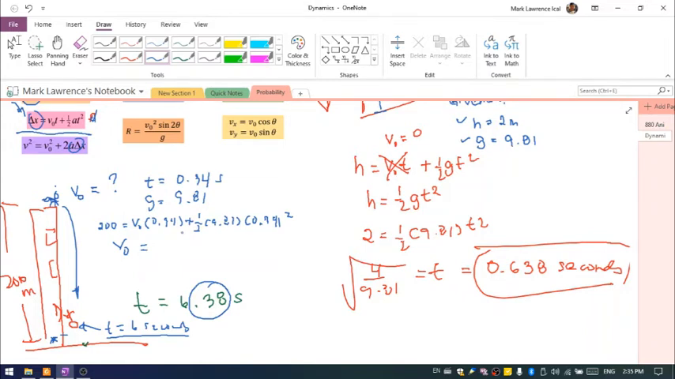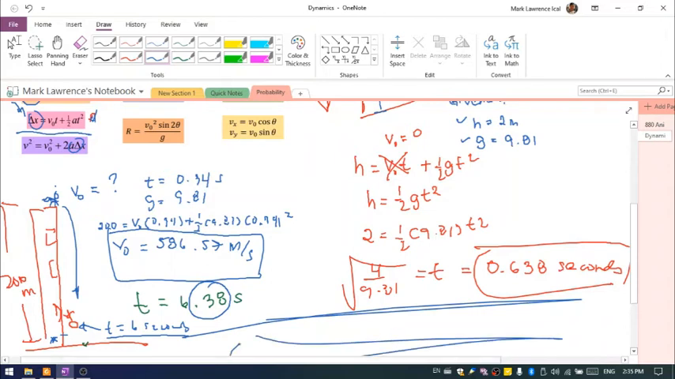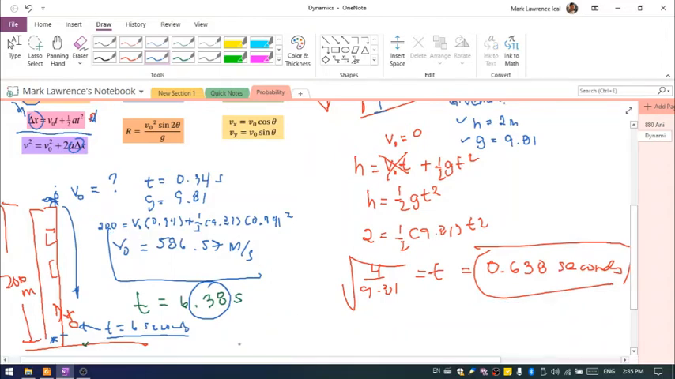Okay, so Superman should have a velocity of 586.57 meters per second. So, ganun dapat kabilis si Superman, no? Parang ganun na, biglang, no? Bilis-bilis si Superman. So, I hope that you get the example here.